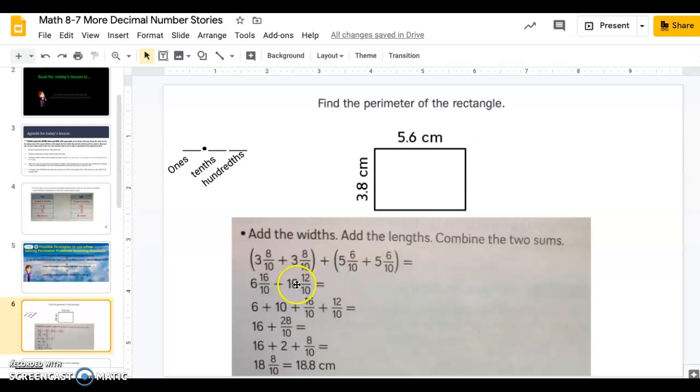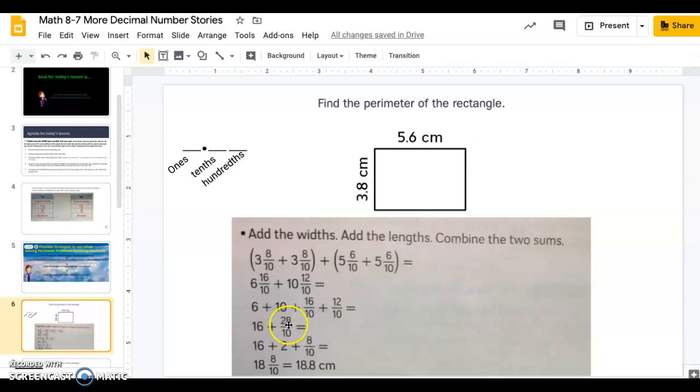And then I'm going to add the lengths, 5 6/10 plus 5 6/10. 5 plus 5, 10. 6 plus 6, 12. So I get 10 12/10. Then I take both of those sums and I combine them. I can do that by adding the whole numbers first. So 6 plus 10 gives me 16. And then 16/10 plus 12/10, since the denominators are the same, I just add 16 plus 12 and get 28.